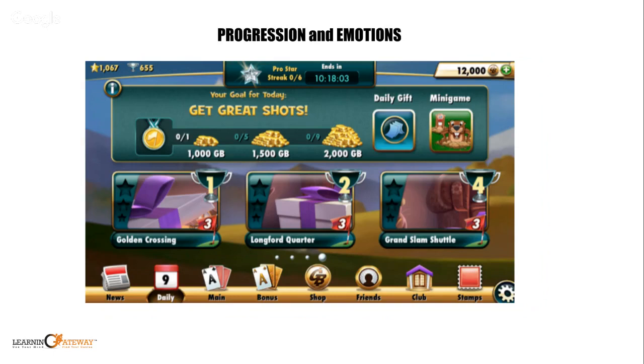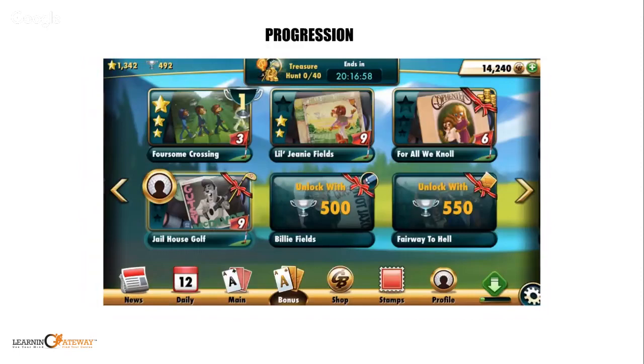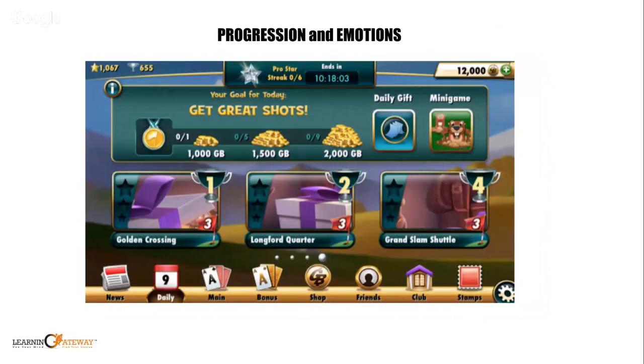They have a separate one that's just daily. So this changes every day. Main and bonus, they progress based on, with the main one, you open up a new course when you finish the previous course. With the bonus, you have to actually achieve a certain number of cups, they call it, before you can unlock, right? So with the daily, you don't have to do anything. Every day, there are 3 new courses.